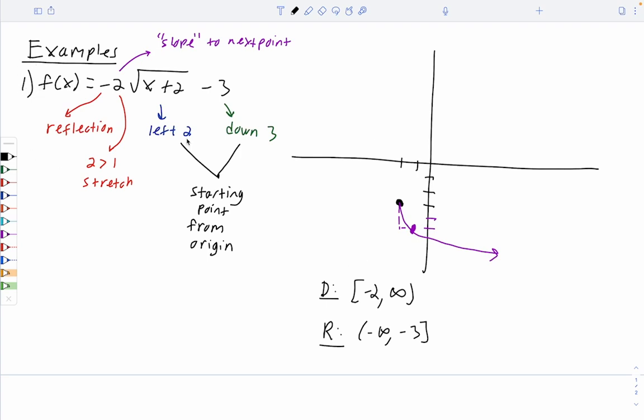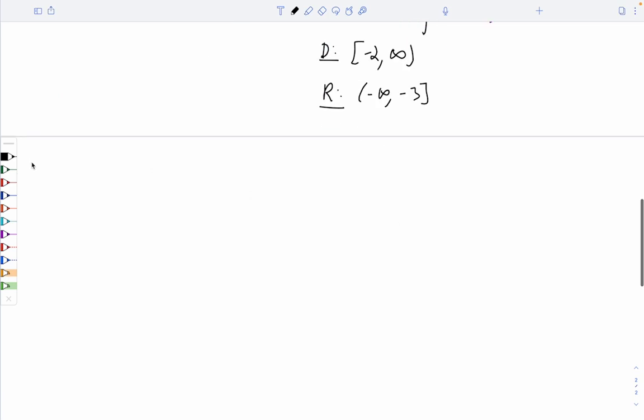Okay, let's try another one. Number 2, let's do f of x equals 1/2 square root of x plus 2, and then minus 1.